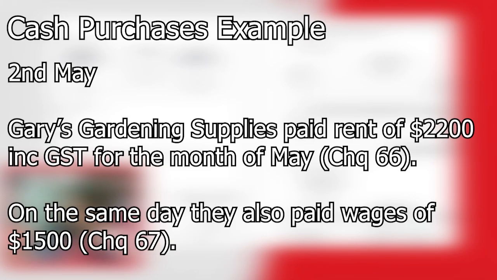So we've got two transactions. The first transaction, and these both occur on the 2nd of May: Gary's Gardening Supplies paid rent of $2,200, including GST, for the month of May, check 66. On the same day, they also paid wages of $1,500, and that's check 67. So one of these incurs GST, the other doesn't. Wages will not incur GST, as we said at the start of the video. So we need to calculate GST first.